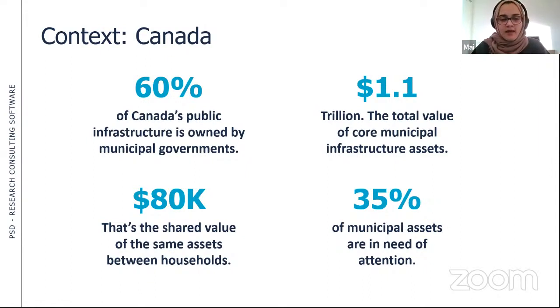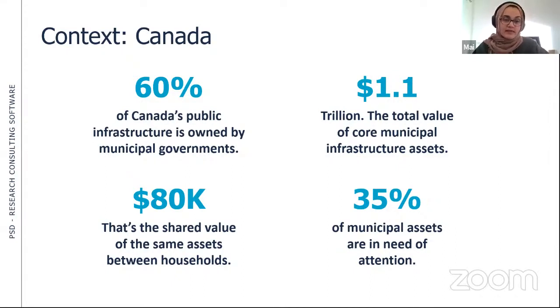Canadian assets. And what that looks like from a household perspective is that's about $80,000 of shared value there. And we'll compare that in a few later slides to what the Aurora value looks like. But about 35% of those assets are in need of attention. And by need of attention, we mean they are in very poor condition, they are in critical condition or performance and require immediate intervention.